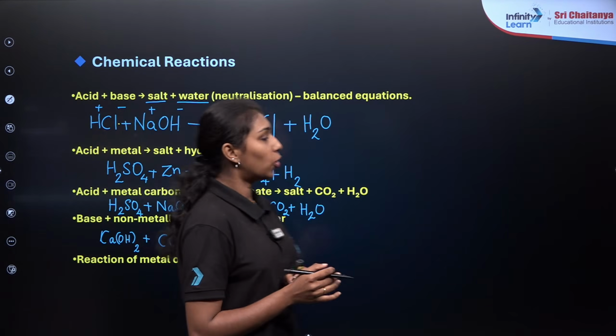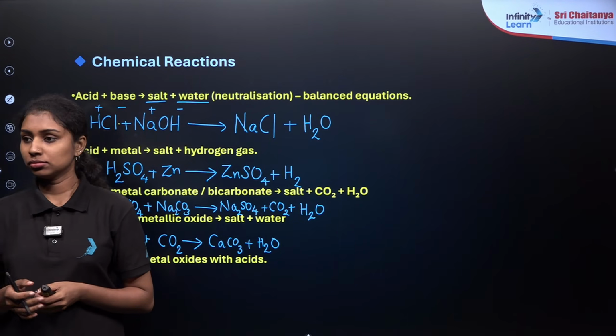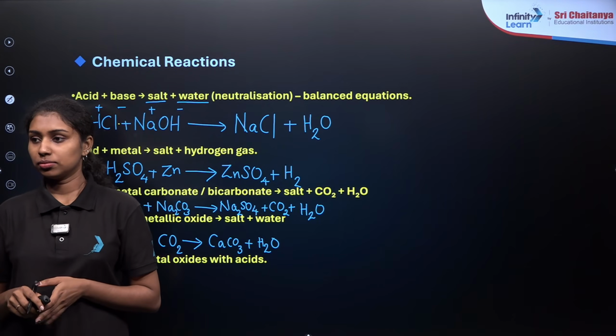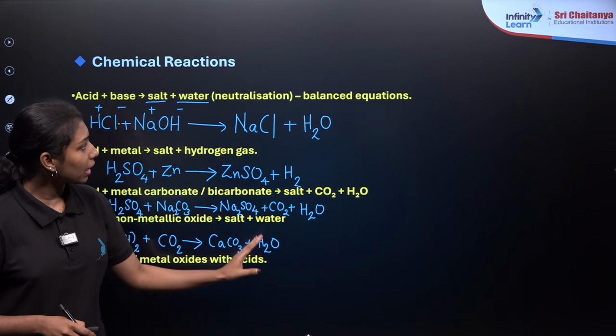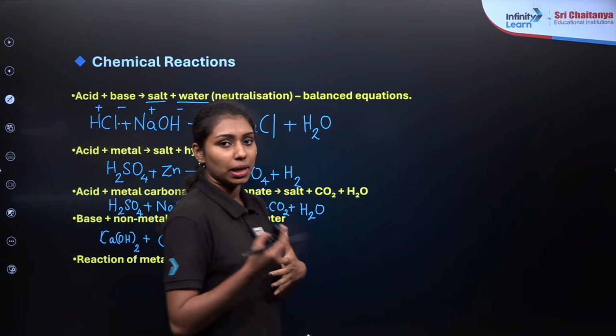Similarly, you can memorize all the reactions given here. Is that clear? So that you can memorize the complete balanced reaction for the chemical reactions whenever they are treating with the acid, bases or salt.